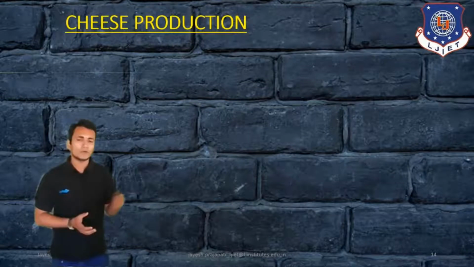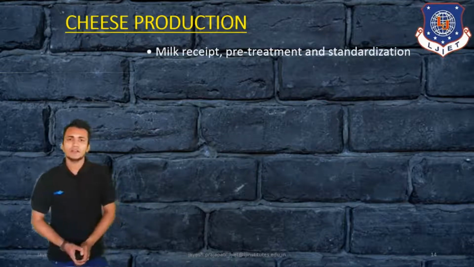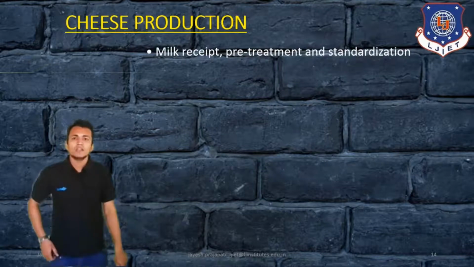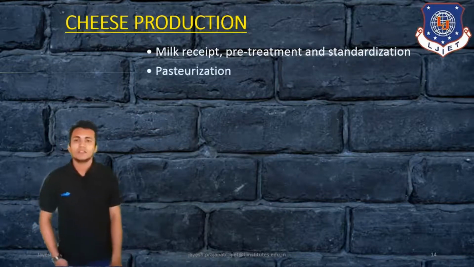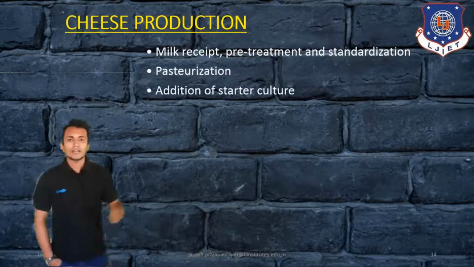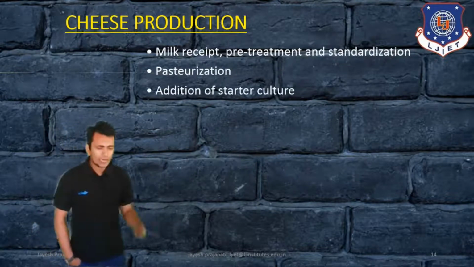Okay. Then if we want to see the cheese production in a better way, we have also introduced a different process of cheese. You can see it in this figure, and we have included these steps. The milk receiving and pre-treatment and standardization, then pasteurization, then addition of starter cultures. If it is required, then we have to add a starter.